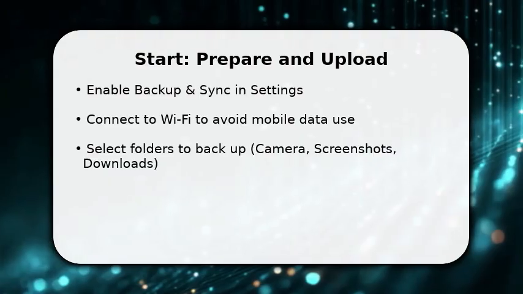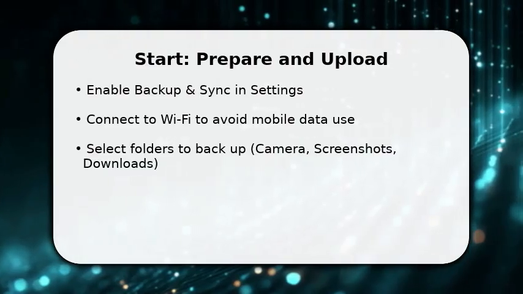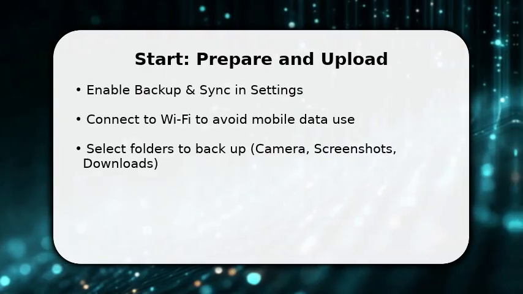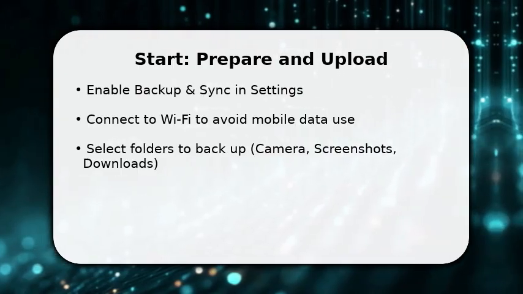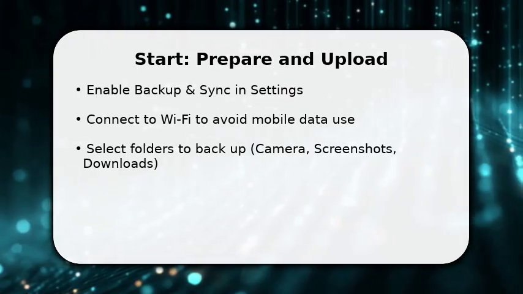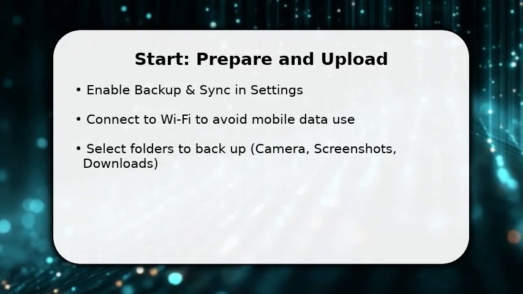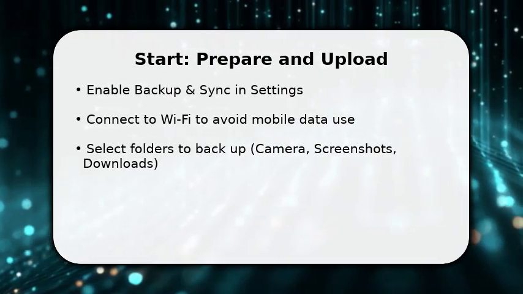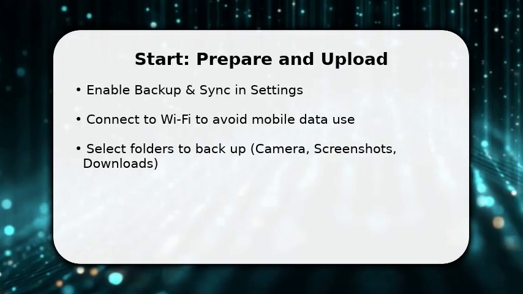You begin by enabling backup and sync so new photos are safe. Open Google Photos and tap your profile, then backup and sync. Once done, connect to Wi-Fi to avoid data charges and choose which device folders you want backed up, such as camera and screenshots. Make sure to set upload size, original or storage saver, to control quality versus space.